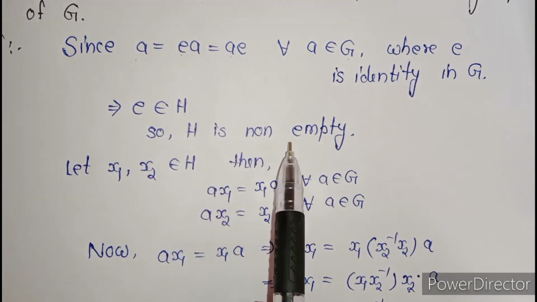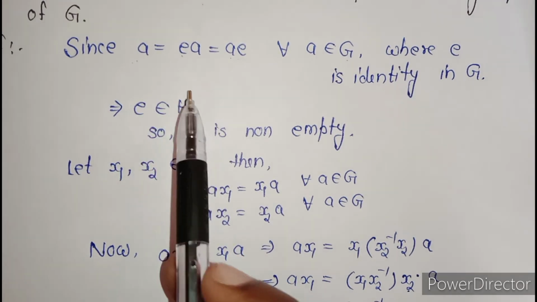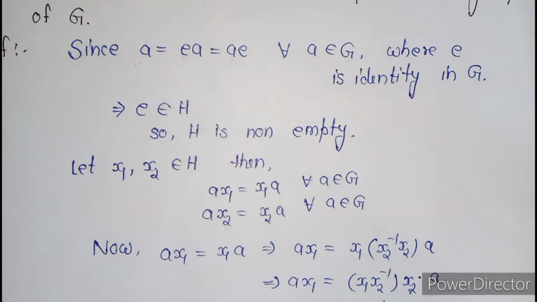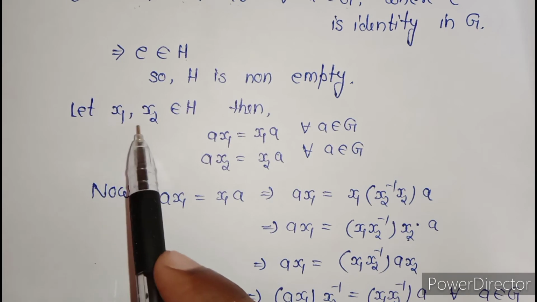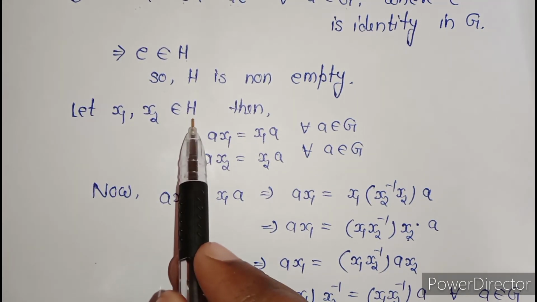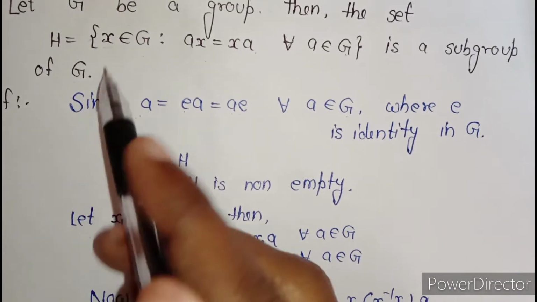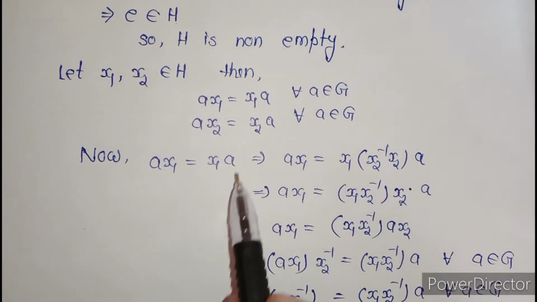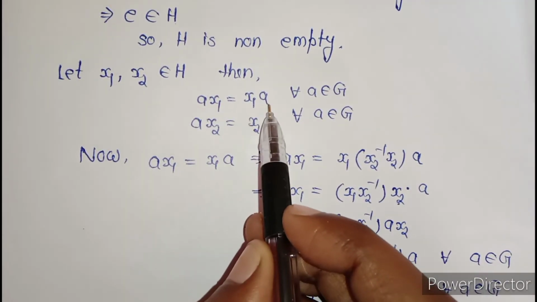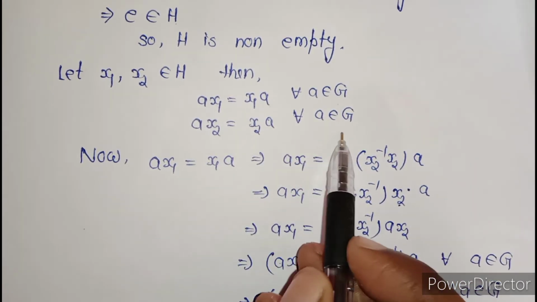So H is non-empty. Here we got that H is non-empty because we found one element which belongs to the set. Now if we assume that there are more elements, let x1, x2 belong to H. Then they hold this property, that is, ax = xa for all a belongs to G. So I can write a·x1 = x1·a for all a belongs to G, and a·x2 = x2·a for all a belongs to G.